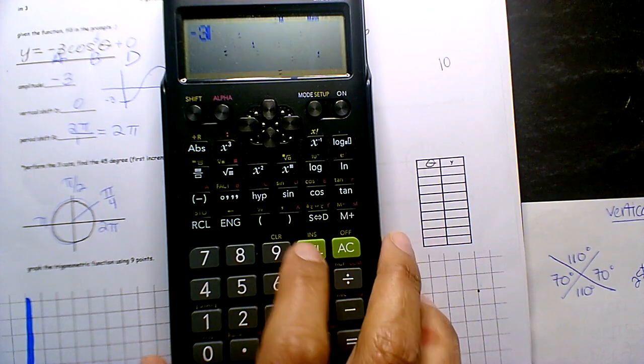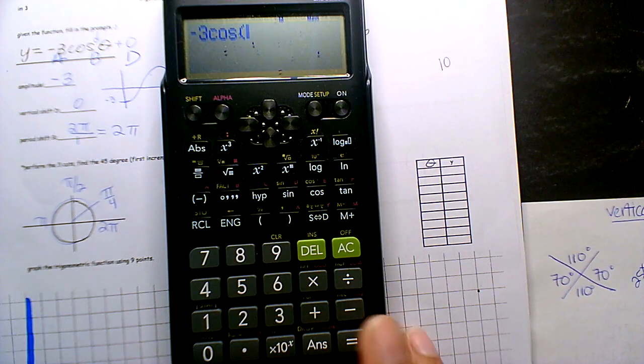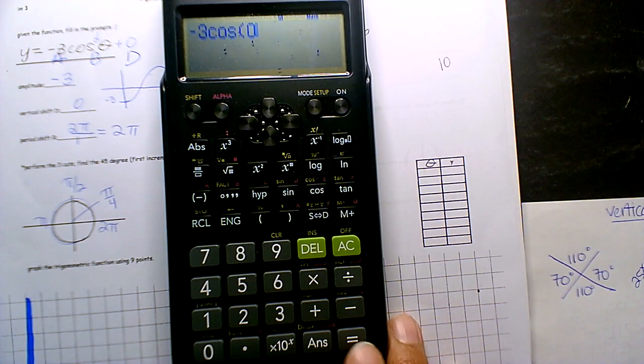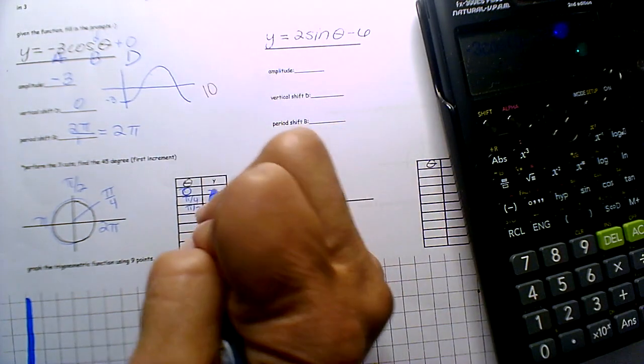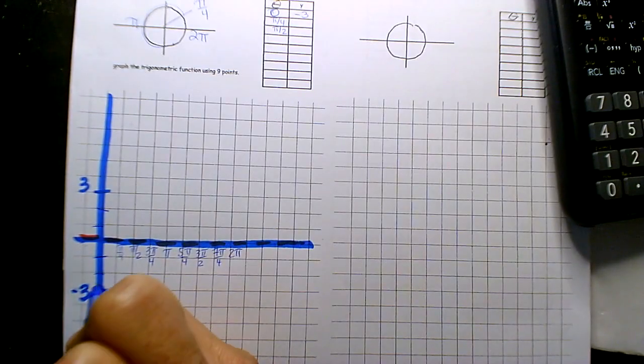-3 cosine theta, and then I don't have a 0, so let me plug in 0. And right, I'm in radian mode. I see that capital R, so I'm good. There are a few of you through the day that were in degree mode, so you had to go back and change all your answers. All right, oh, you can't see. So there's my -3.